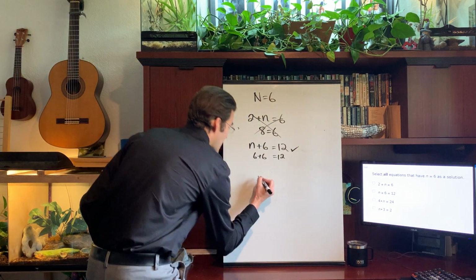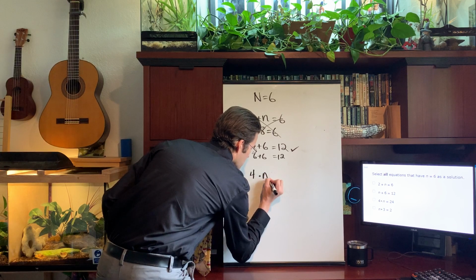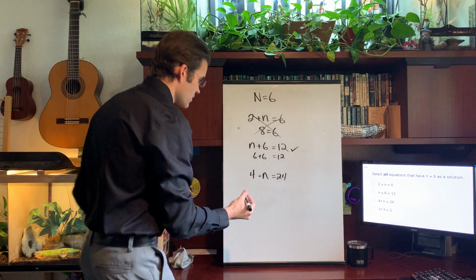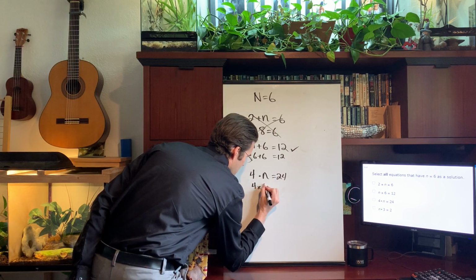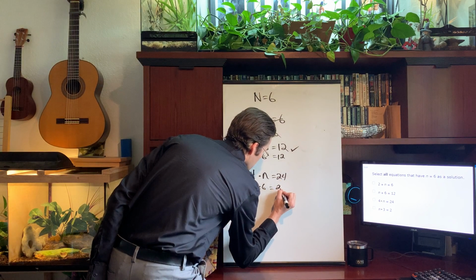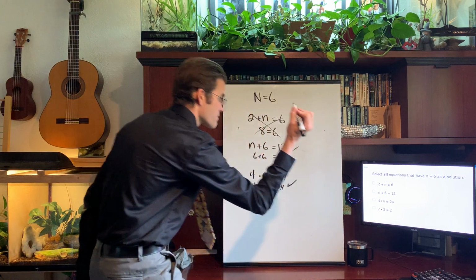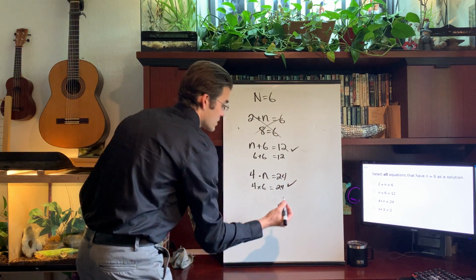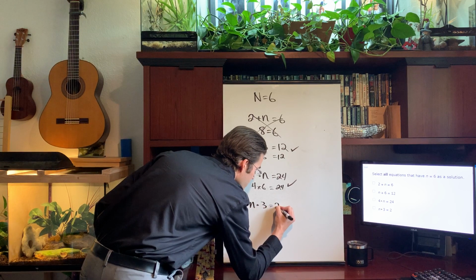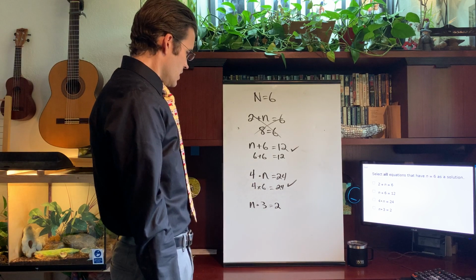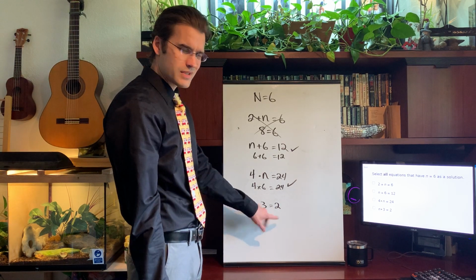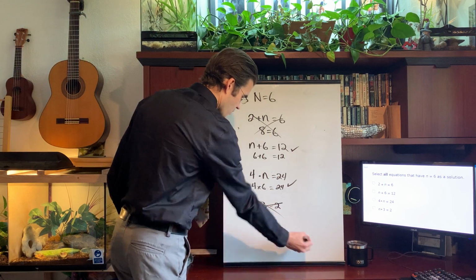What about 4 times n equals 24? Well, what is 4 times 6? Does that equal 24? It does. Okay, and the last one, ooh, it's going to go really low down here. N times 3 equals 2. Well, what's 6 times 3? 18 equals, no, doesn't work.